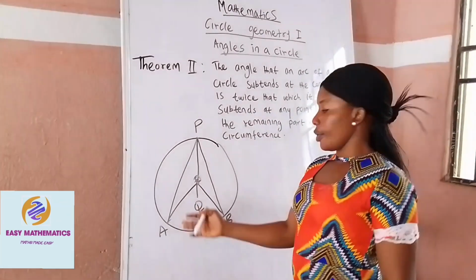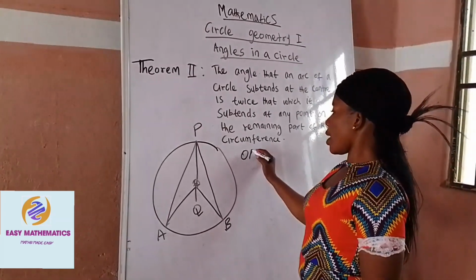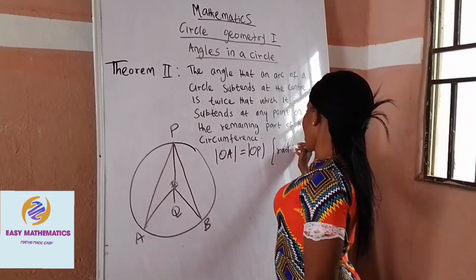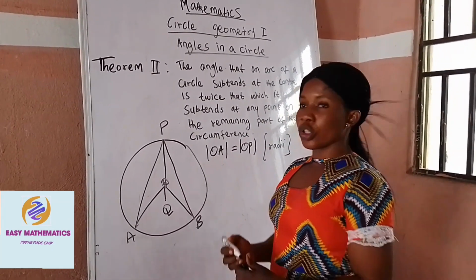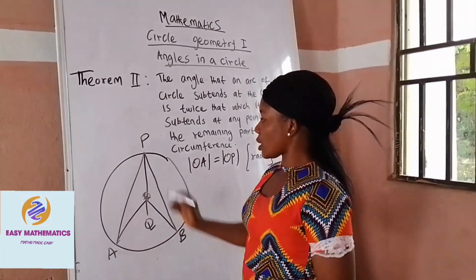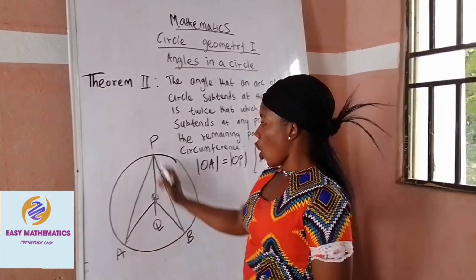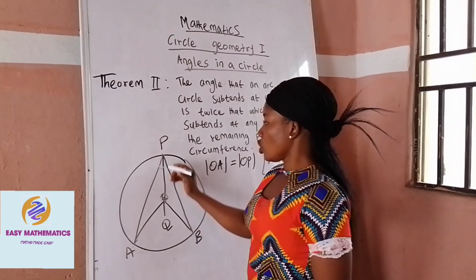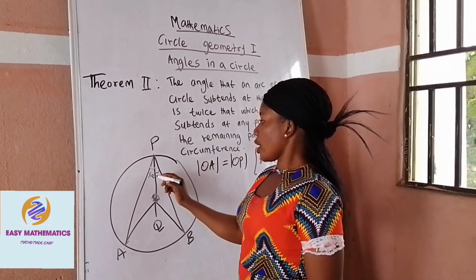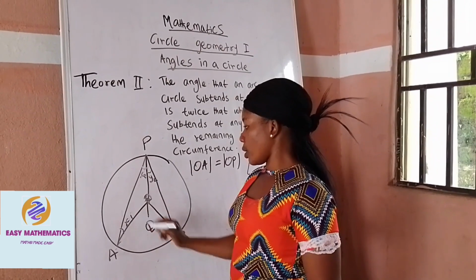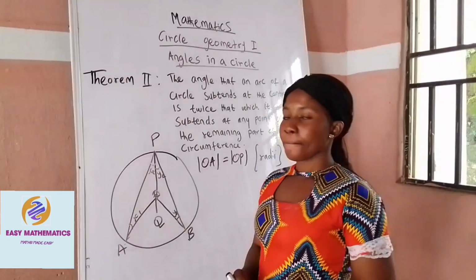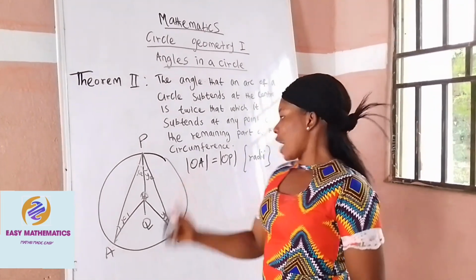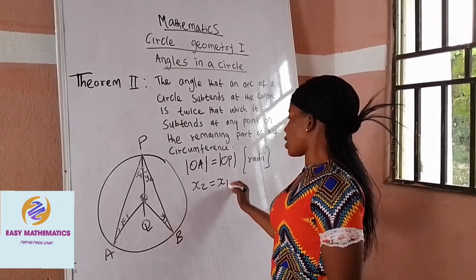Now, from this, we can say that OA is equal to OP. Reason: they are radii. We should take note that the triangle AOP is an isosceles triangle. So we can label here S2, here Y2, here X1, and here Y1. Since this is an isosceles triangle, S2 is equal to X1.